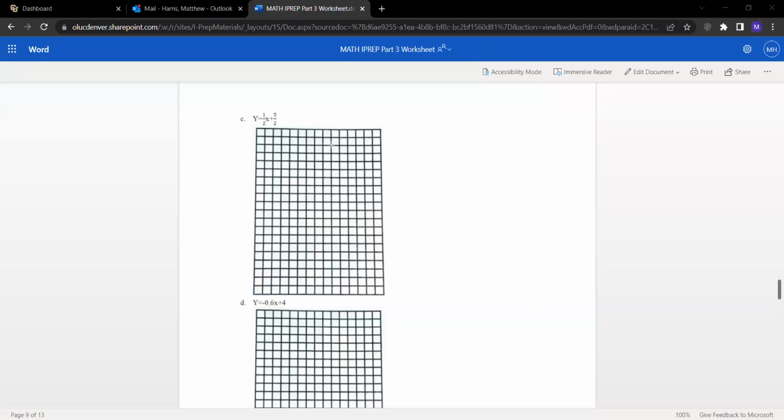So in this one, we have y equals 1/2 of x plus 5/2. Now here's something different, right? So we see our slope is 1/2 and our y-intercept is 5/2. So if we want to do something a little different, we can do this by increments of 1/2. This tells us every square is equal to 1/2.